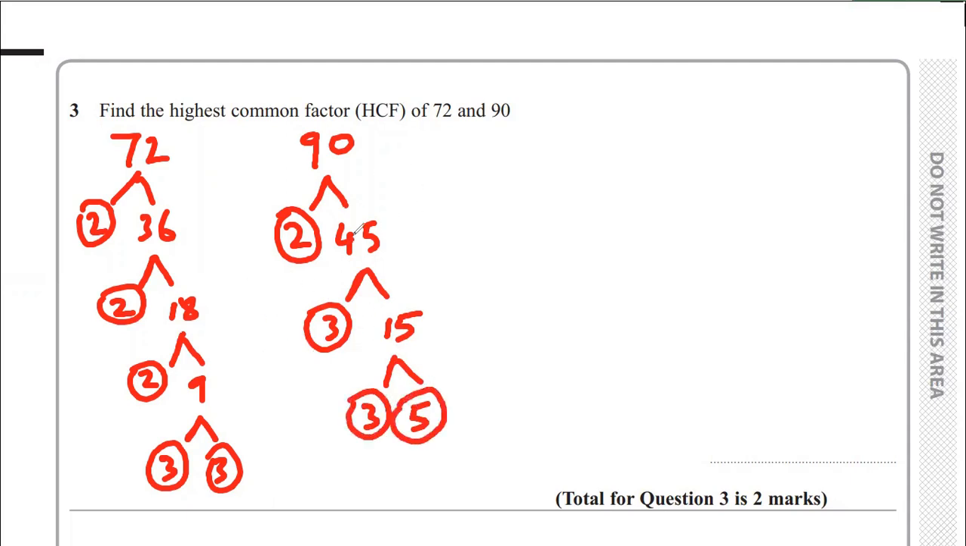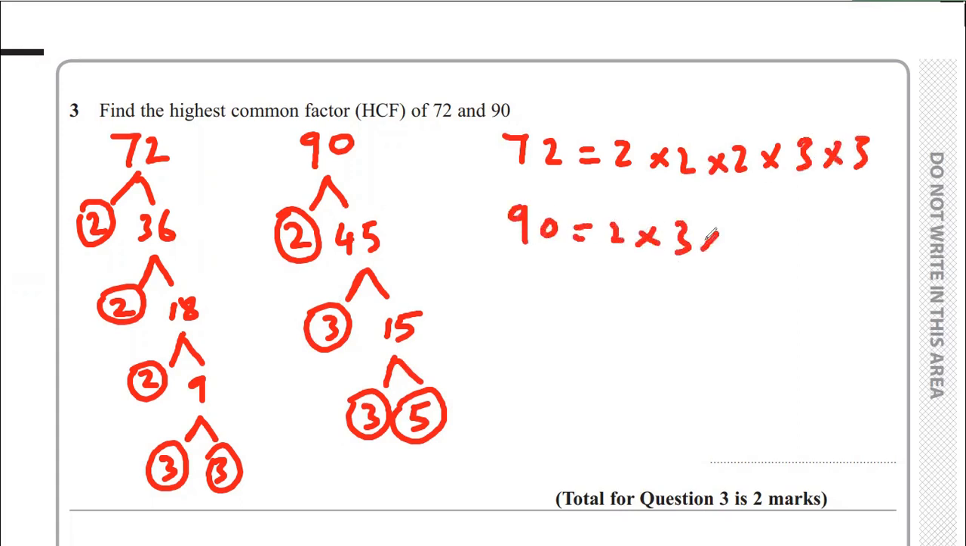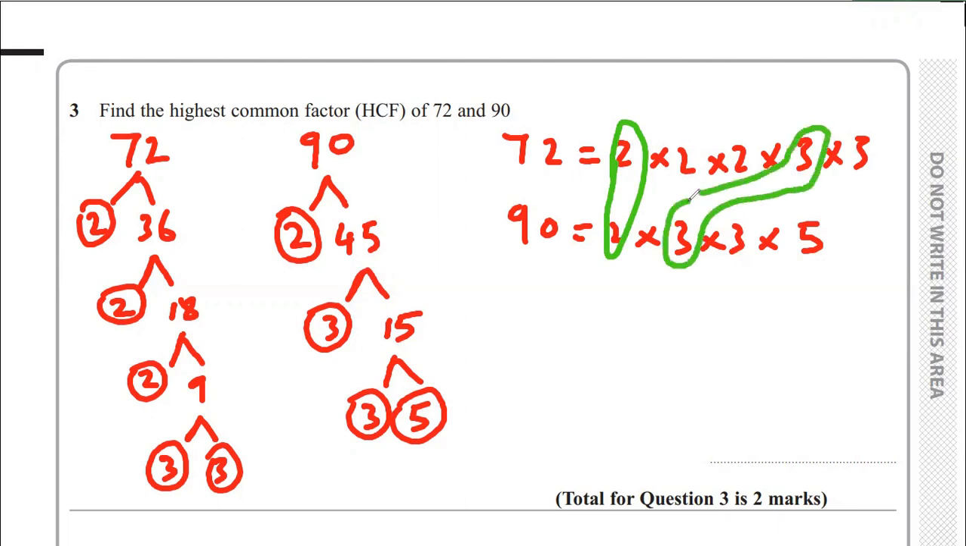Right, so if we see what factors are common. First of all, if we write 72 equals 2 times 2 times 2 times 3 times 3. And if we write 90 equals 2 times 3 times 3 times 5. Right, so what factors are common? I can see 2 is common between them. Okay, and also 3 is common, and also another 3 is common.